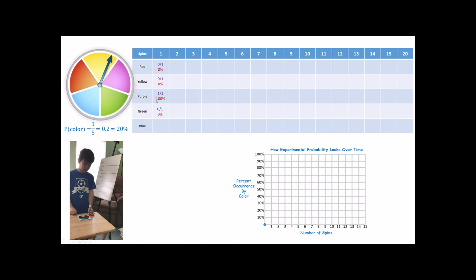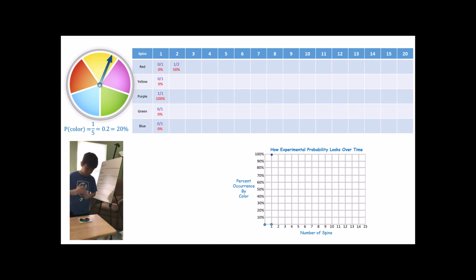What's really interesting to me is that means that all the other colors have an experimental probability of 0. It is literally impossible after one spin to get an experimental probability of 20% or 1/5, because the only option is it either did occur on that spin or it did not occur on that spin. So I'm going to go ahead and put my red, yellow, green, and blue dots down here at 0, and I'm going to put my purple dot up here at 100%. So after one spin, purple has happened 100% of the time, and all the other colors have happened 0% of the time. Let's take a look at his second spin.